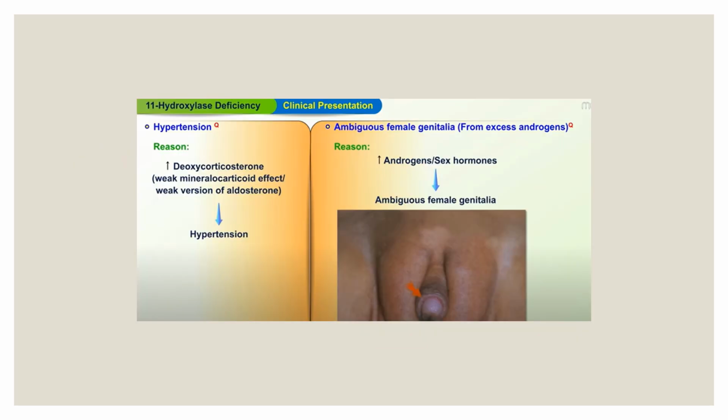Now 11-hydroxylase deficiency, there is an increase in deoxycorticosterone, which has a weak mineralocorticoid effect, a weak version of aldosterone. So there is actually hypertension. Salt wasting is 21-hydroxylase deficiency. That is the more common form. It is the salt wasting variety. Here, in 11-hydroxylase deficiency, there is an increase in deoxycorticosterone, so there is hypertension. And due to excess androgens, there is ambiguous female genitalia.